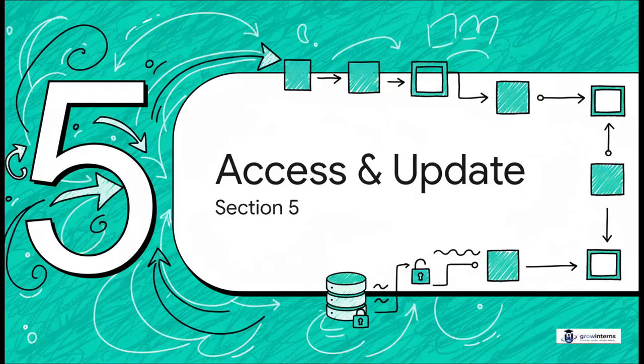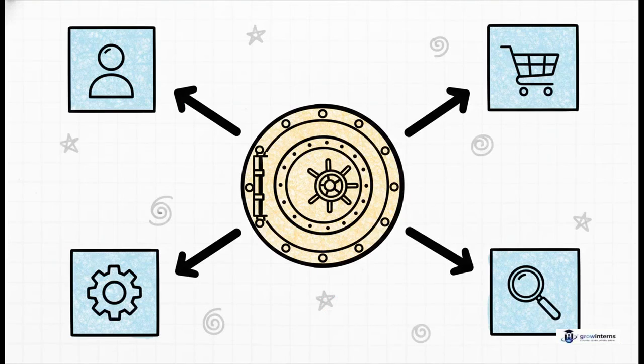Section 5, accessing and updating state. This is the payoff, folks. This is how we actually use this whole architecture in our daily React development. Now that our vault is set up and we've got tellers to manage it, we need to read from it. Accessing state directly from the centralized Redux store means pulling data out of our global vault so that any component, anywhere in the app, can display it. You don't have to awkwardly pass props down 10 levels anymore. A component just connects directly to the store and grabs exactly what it needs, a real game changer.